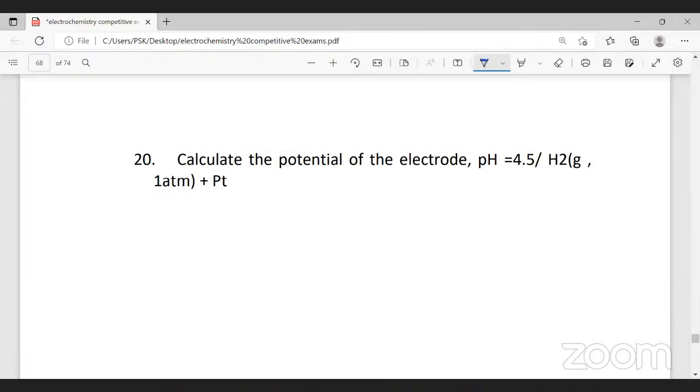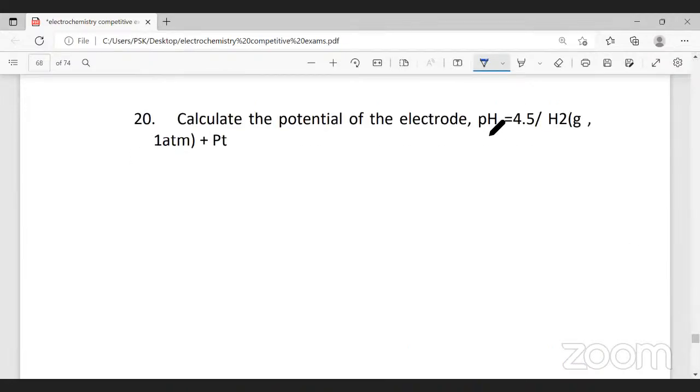Calculate the potential of the electrode. pH they've given to be 4.5, and they've given hydrogen gas, pressure of hydrogen gas to be 1 atmosphere, and given you platinum. This is what they've represented. It is nothing but the hydrogen electrode, if you remember. They have given pH to be 4.5. pH means concentration of hydrogen ion.